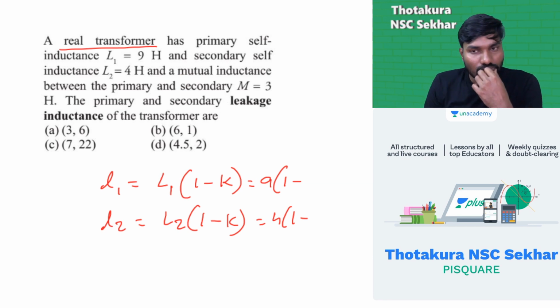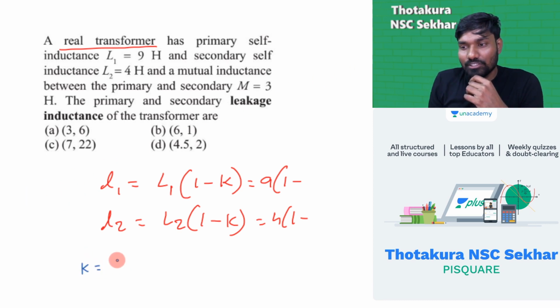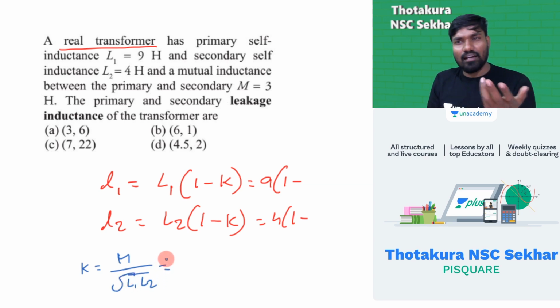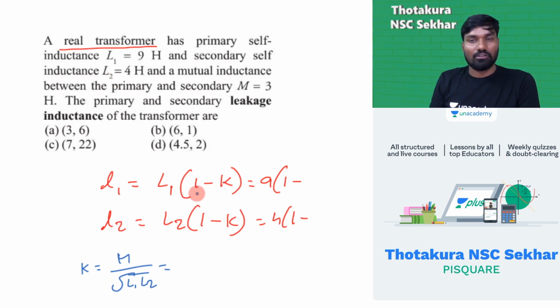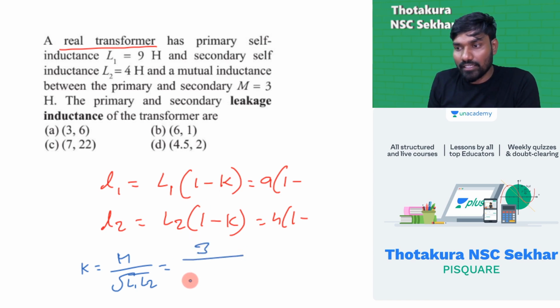What do we do? You have two options: skip the question, or find the K value. I can find the K value very easily. We know the simple formula, K is equal to M by root of L1 L2. We hardly have 5 to 6 formulas in this entire topic. Five formulas, and including the 6th formula almost. Most repeatedly asked things. Keep this, 3 by square root of 9 into 4.